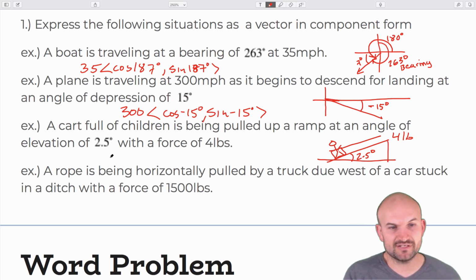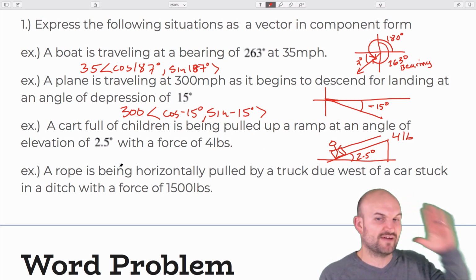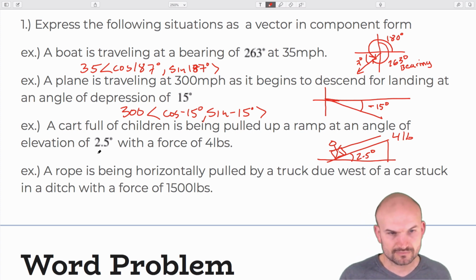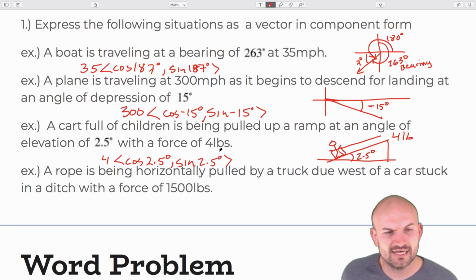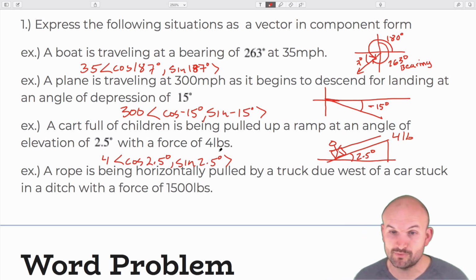So in this vector, since it's an angle of elevation, we want that to be positive. So therefore that's going to be 4 times the cosine of 2.5 degrees, and then the sine of 2.5 degrees.